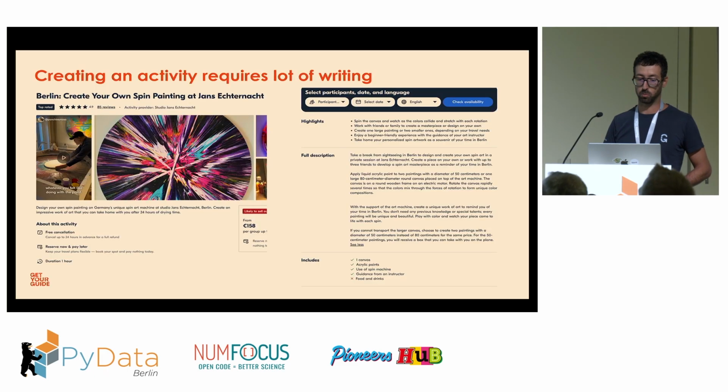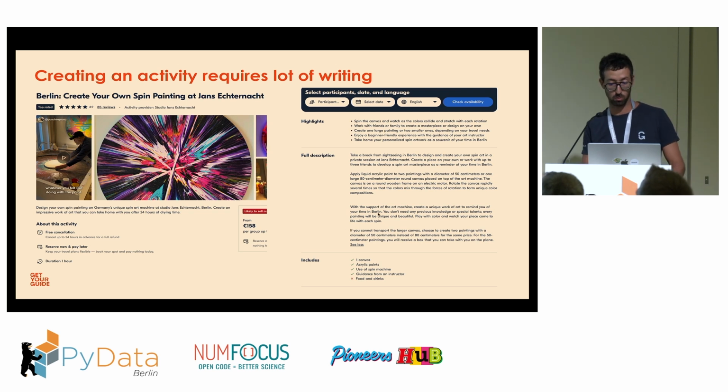Great. Let's start from the business problem. Creating an activity in our company requires a lot of text. Here you can see an example of one of our great activities. I highly recommend this one specifically because I did it. It's a great Berlin tour. You can create a painting by spinning a wheel with an awesome instructor, and you can also bring the painting home. I recommend it. Creating an activity like this requires the supplier to write a lot of content. As you see on the page, we have the title, the short description, different text sections, highlights, full description, inclusion, exclusion, and many other sections as well.